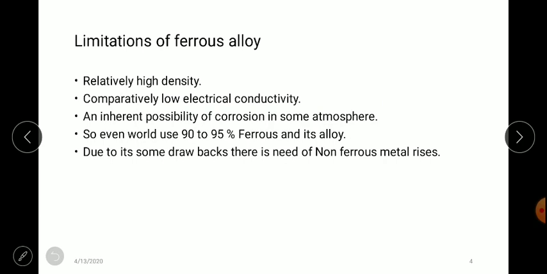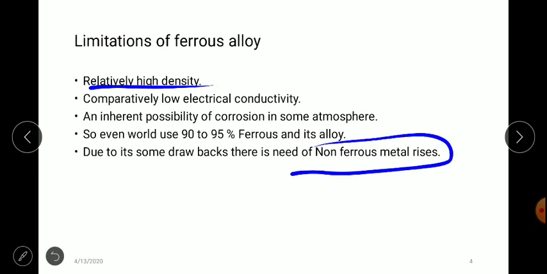So why go for non-ferrous? Before starting with that, ferrous alloys have relatively high density, and comparatively low electrical conductivity. Again, they have poor corrosion resistance, that is an inherent possibility of corrosion in some atmospheric conditions. But still the world uses 90 to 95% ferrous metals and their alloys due to their important applications. So due to some of the drawbacks, we have to discuss the non-ferrous metals. That's why there is a need to study non-ferrous metals and their applications.